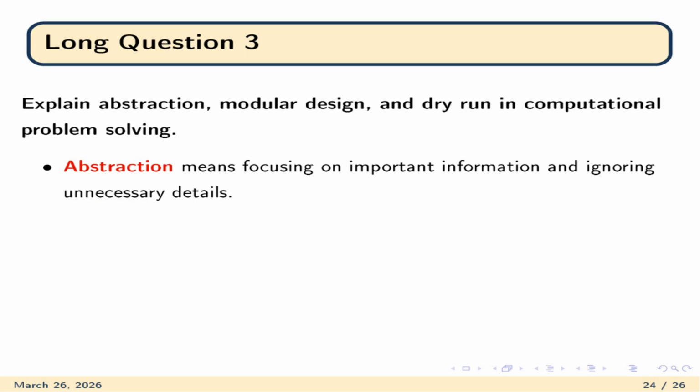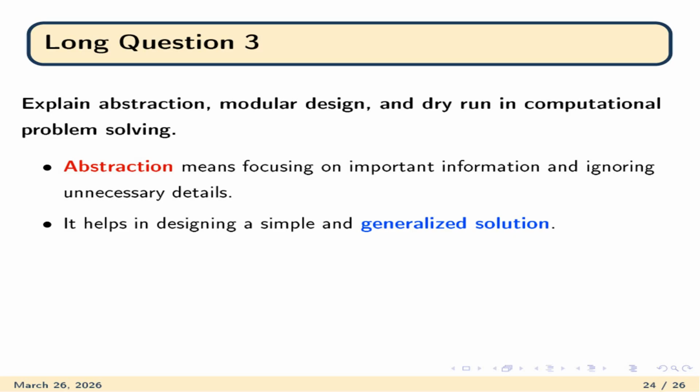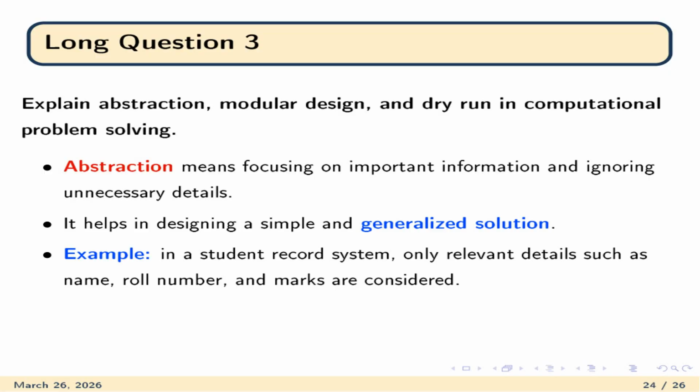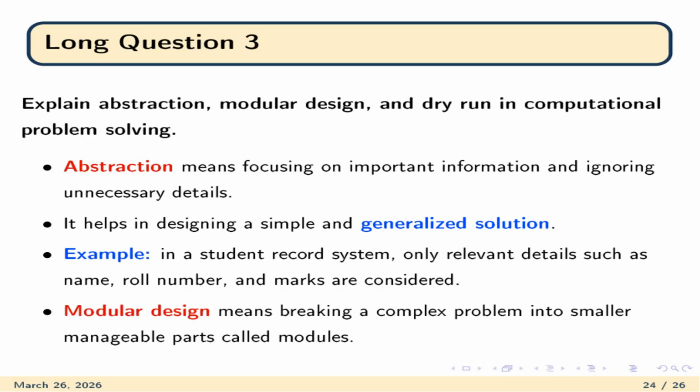Explain abstraction, modular design, and dry run in computational problem solving. Abstraction. Abstraction means focusing on important information and ignoring unnecessary details. It helps in designing a simple and generalized solution. Example, in a student record system, only relevant details such as name, roll number, and marks are considered.